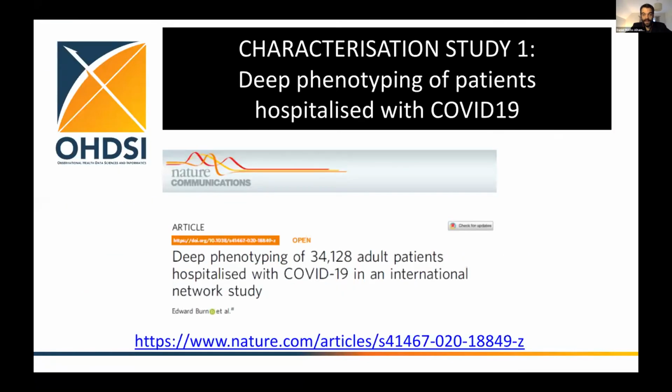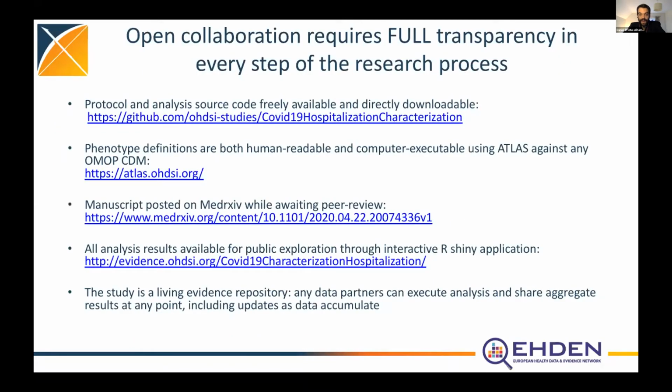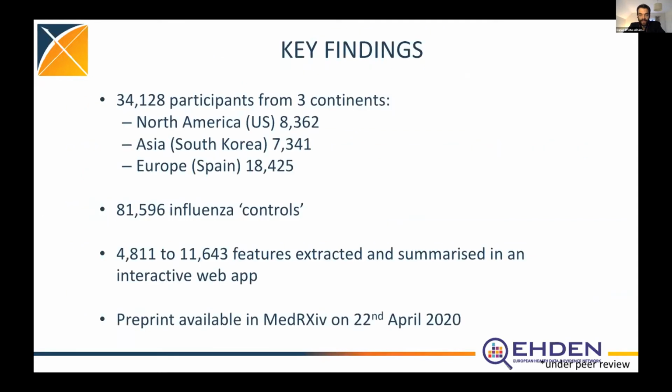And now I will finish by sharing very quickly some of the first results that we put in the public in early April that are now published in Nature Communications. This is an exercise where we deeply phenotyped 34,000 individuals admitted with COVID-19 in North America, Asia, and Europe. Again, sharing all our study protocols, all our phenotype definitions, a manuscript posted in medRxiv, and all our analysis available in a web application. We had mostly data from Europe, but also some data from Asia and North America.